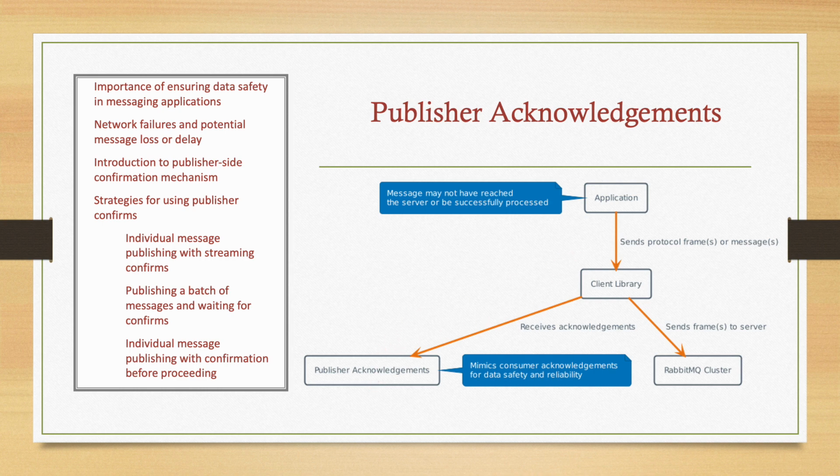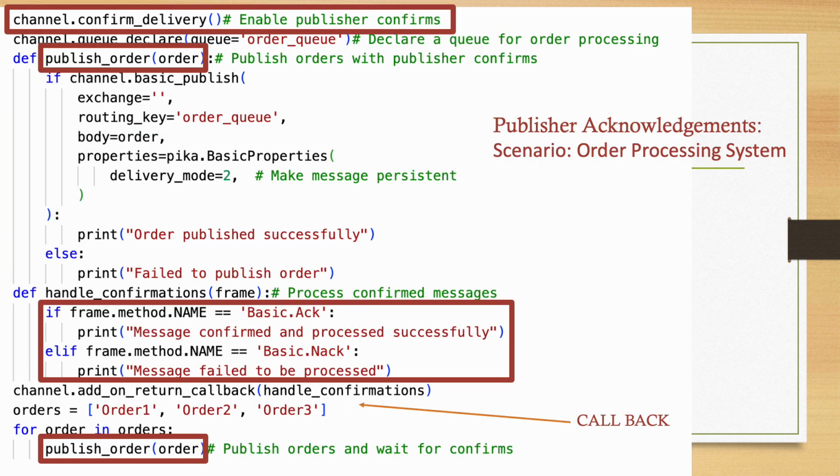Publisher acknowledgements represents the mechanism of publisher acknowledgements. It is a feature provided by RabbitMQ and implemented in the client library. Publisher acknowledgements mimic the consumer acknowledgements mechanism already present in the protocol. They ensure that the publisher receives acknowledgements from the RabbitMQ cluster regarding the successful processing or delivery of the messages sent by the application.